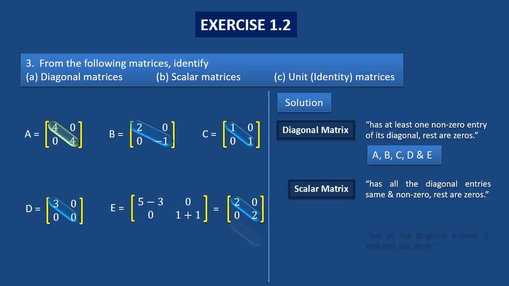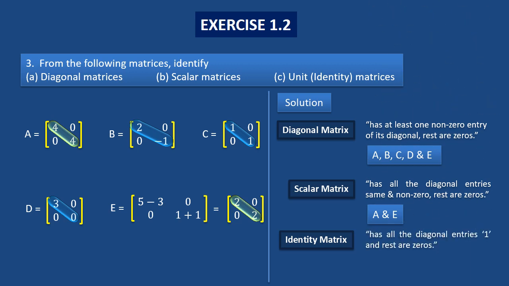So matrix A and matrix E both are scalar matrices, while an identity or unit matrix has all the diagonal entries 1 and rest are zeros. So we have only matrix C as an identity matrix.